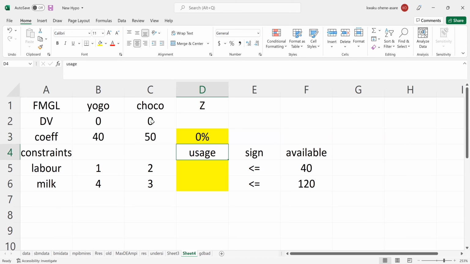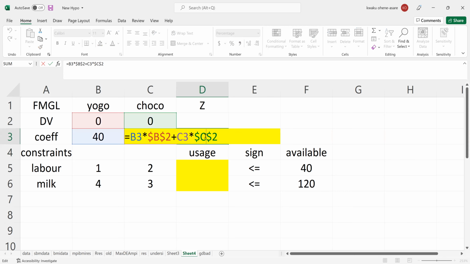Okay, I may have made a mistake, so let me just go back and quickly show. When you make a mistake, just go back, look at it, and then you will know exactly what problem is existing there. And then you can correct it. So this is B3 times B2 plus C3 times C2. Okay, I think it's fine.